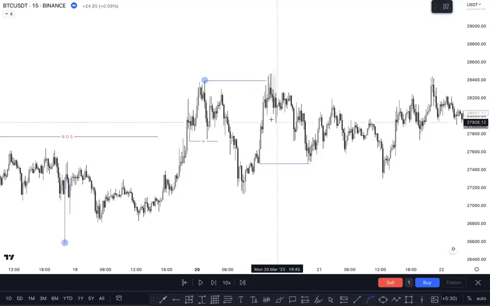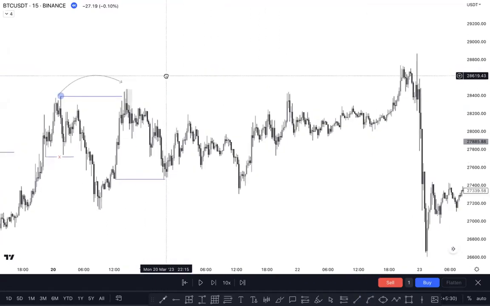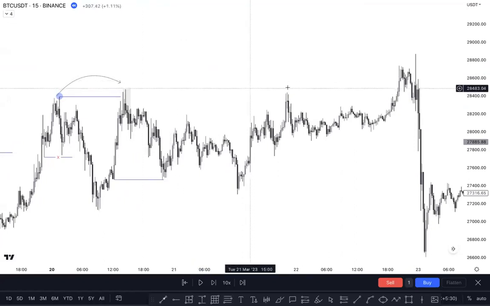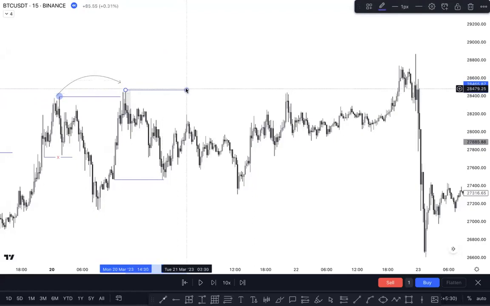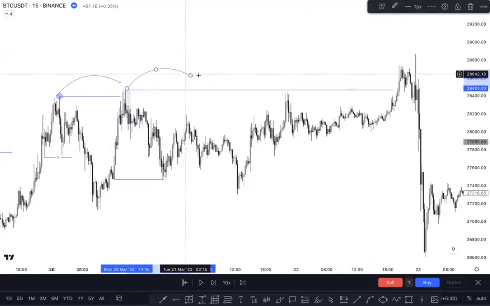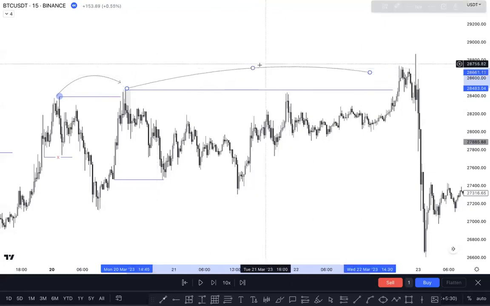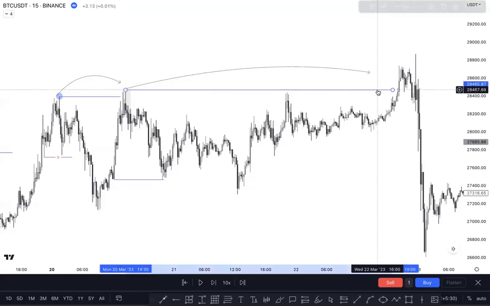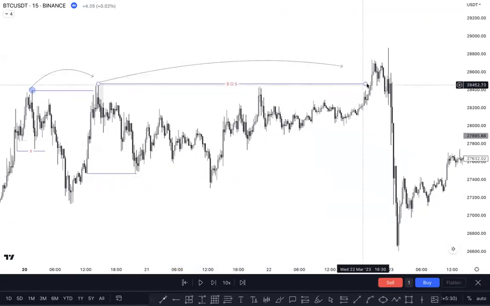Okay, so generally this high transfers here to here, something like this. In the next attempt, what happened here? Market finally closes above it here, and this becomes our valid break of structure here, right? And this becomes our break of structure again.